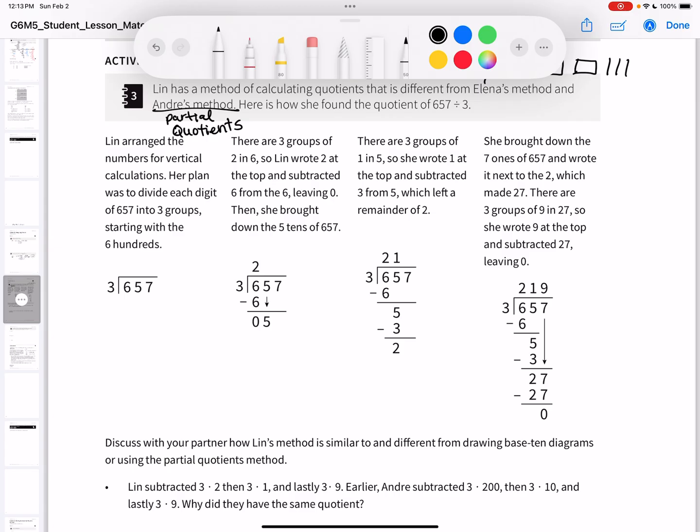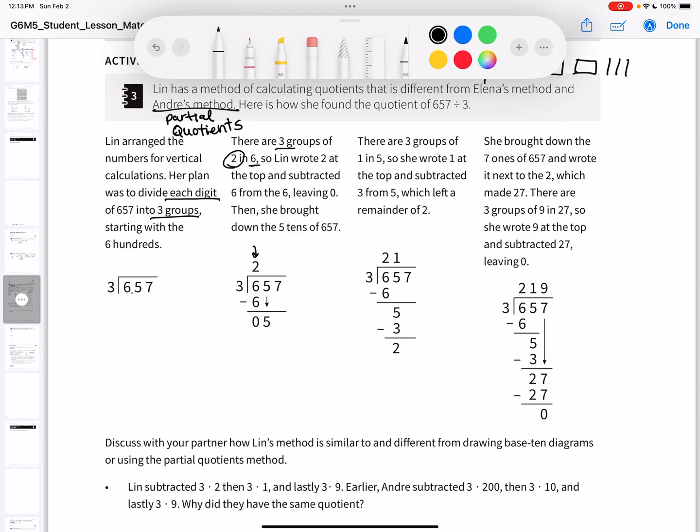Lynn arranged the numbers for vertical calculations. Her plan was to divide each digit of 657. So we're dividing each digit. So we're looking at it as a 6, a 5, and a 7. And we're dividing each one of those digits into 3 groups, starting with the 600s. So 3 goes into 6 how many times? There are 3 groups of 2 in 6. So Lynn wrote 2 at the top and subtracted 6 from 6, leaving 0.